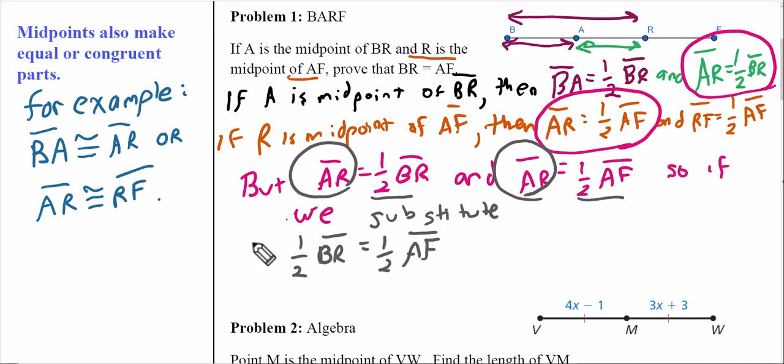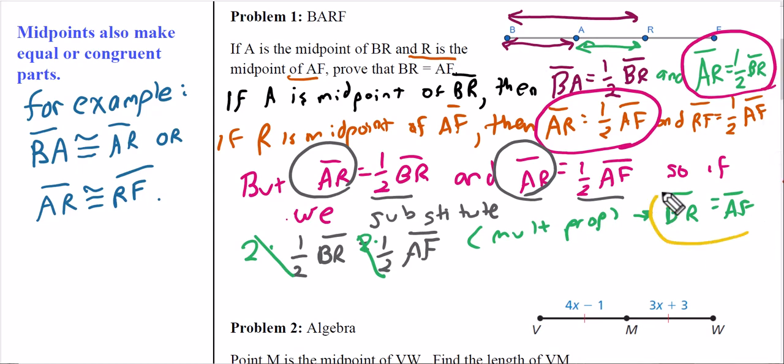Now, if we were to multiply both sides by 2, right? So that's the multiplication property. These 2's cancel out, and these 2's cancel out, and we get BR is equal to AF. And we are done, because our job was to prove that BR is equal to AF. I would strongly suggest pausing, thinking, writing down some words, summarizing, maybe even trying this problem again on your own.